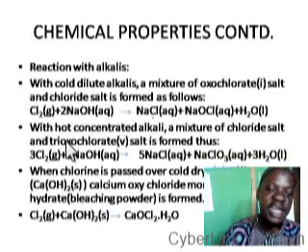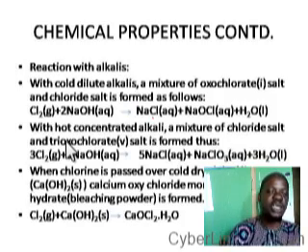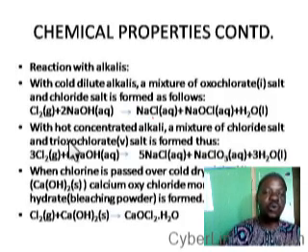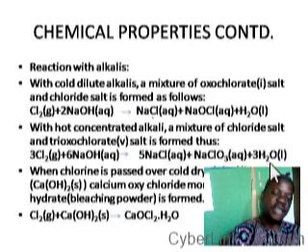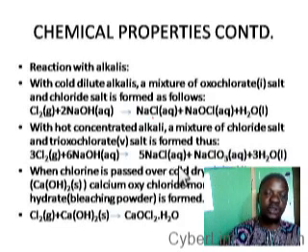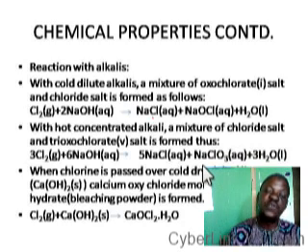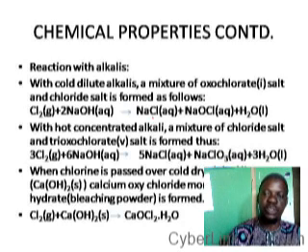But if it is hot concentrated alkali that is used, instead of forming oxochlorate 1 acid salt that we have here, it will form trioxochlorate 5 salt. That's just the difference. It will form the chloride salts, trioxochlorate 5 salts, and water. So it will form two salts and water.